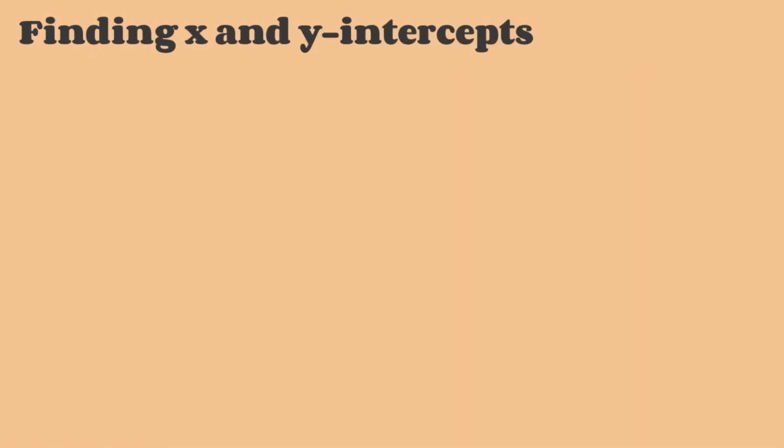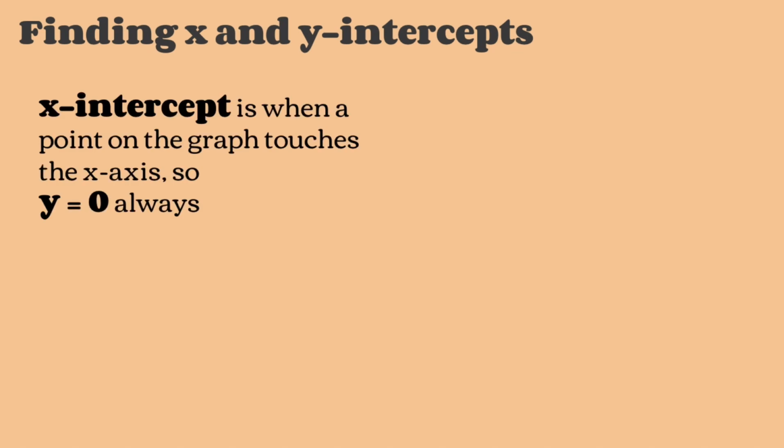So when finding x and y intercepts, first let's go over what intercepts are. An x-intercept is when the point on the graph touches the x-axis. So if there's a point that touches the x-axis, then we know that y will always equal 0. Here's an example on how to solve it.